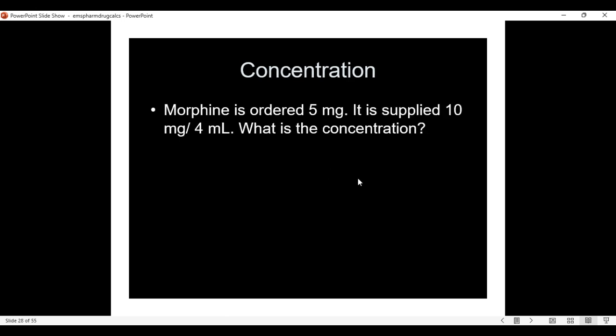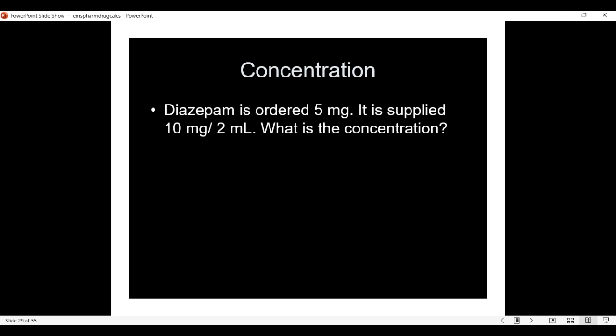Morphine ordered 5 milligrams, supplied in 10 milligrams in 4 milliliters. What's your concentration? Again, pause the video and I'll give you a second. It's 2.5 milligrams per milliliter. Pretty easy, right? 10 divided by 4 gives you 2.5 milligrams. That's our concentration. They're not wanting to know how many you're going to need, right? So you're going to need 2 milliliters to make that 5 milligrams.